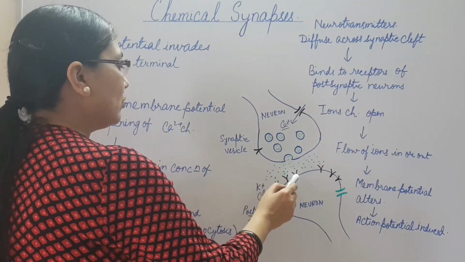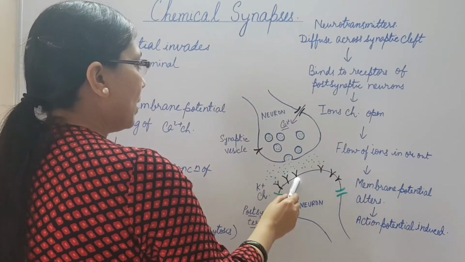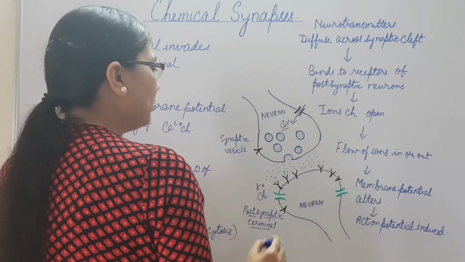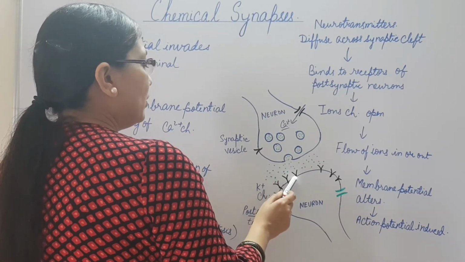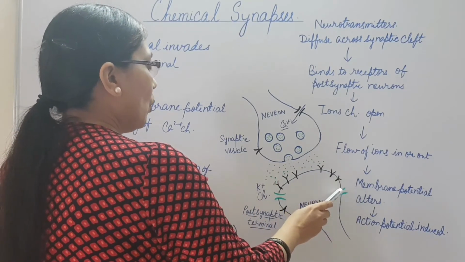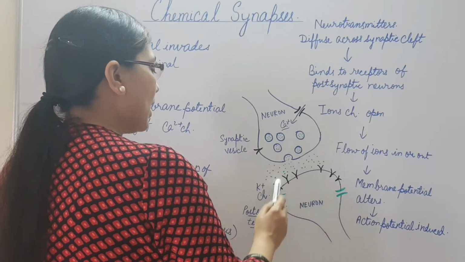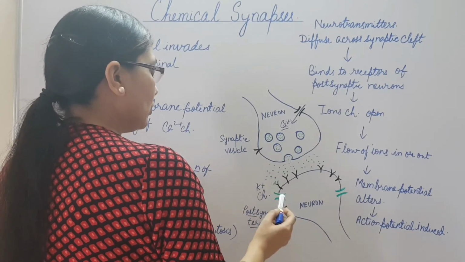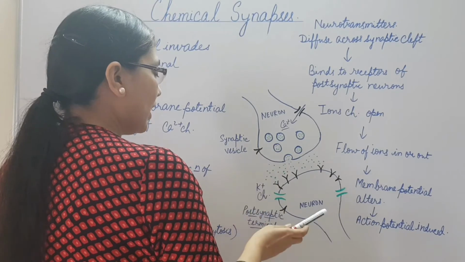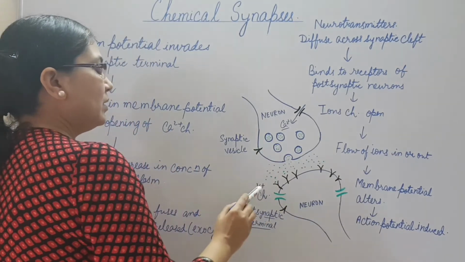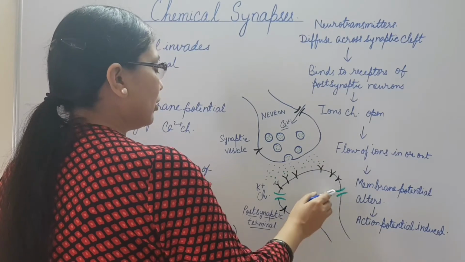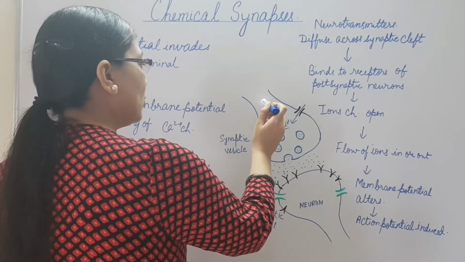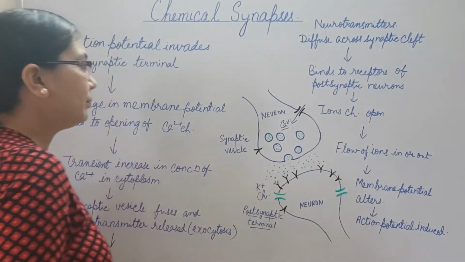Then these neurotransmitters diffuse across the synaptic cleft and bind to the receptors of the postsynaptic neuron present at the terminal. Binding to this receptor causes the opening of the ion channel present in the plasma membrane of the postsynaptic terminal. Sometimes it closes, as a result of which ions flow inside or outside this channel. Hence, the membrane potential of this postsynaptic terminal is altered and action potential is induced. In this way, information flows from one neuron to the other neuron.